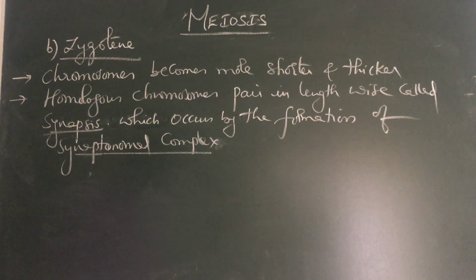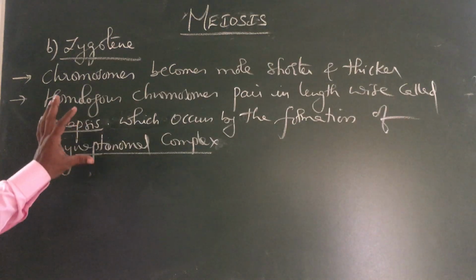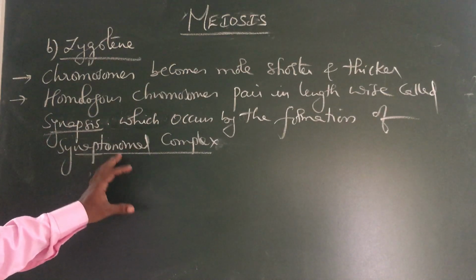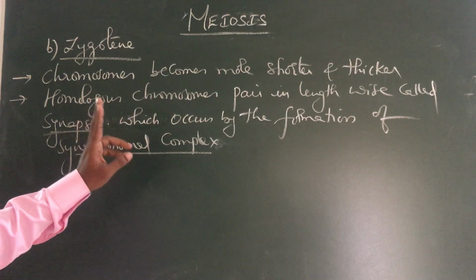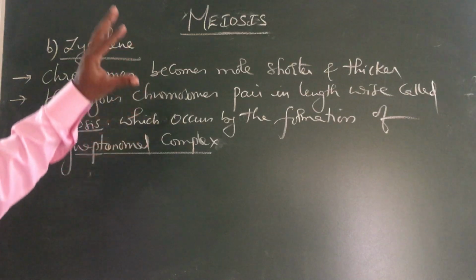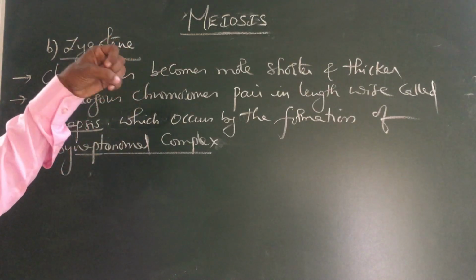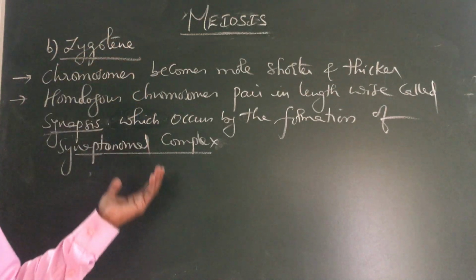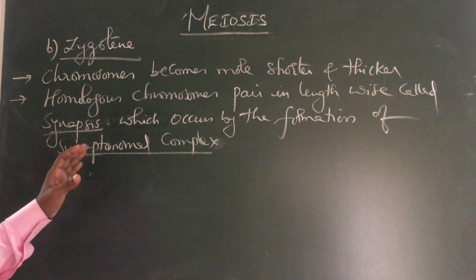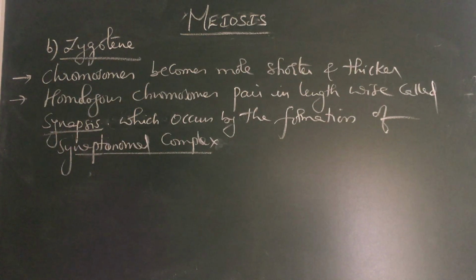Next, it occurs by three different methods generally. The formation of the pairs can begin at the center and move towards the poles, in bidirectional, unidirectional or multidirectional fashion, however they can pair up. So the main event in zygotene is synapsis. Synapsis is nothing but the pairing that takes place in zygotene.